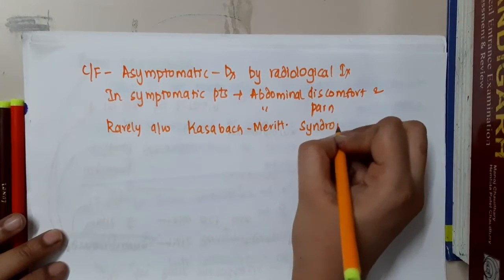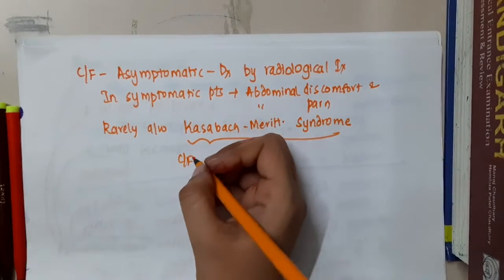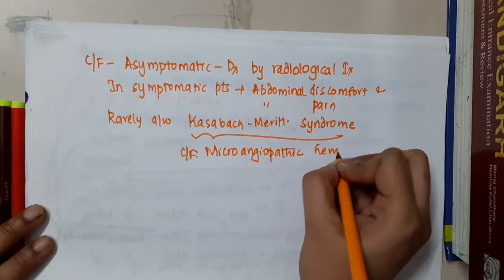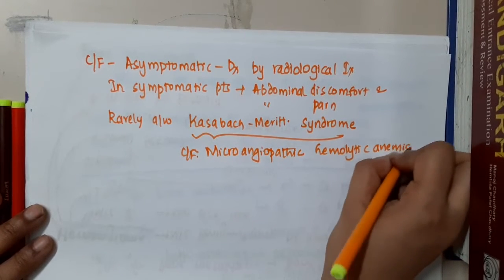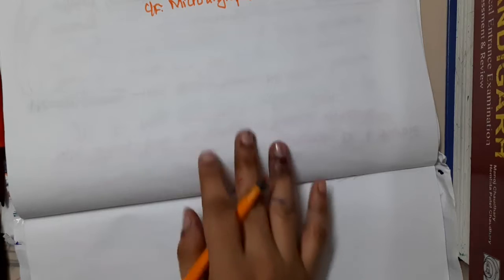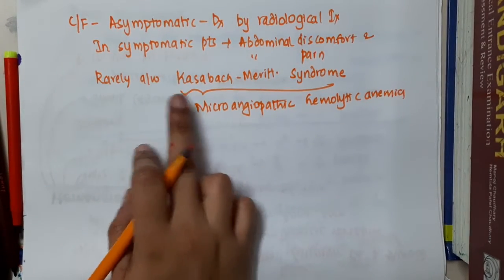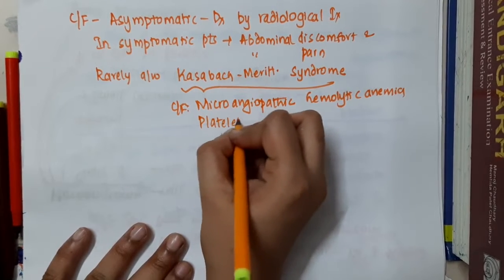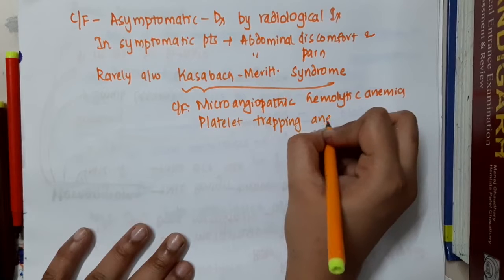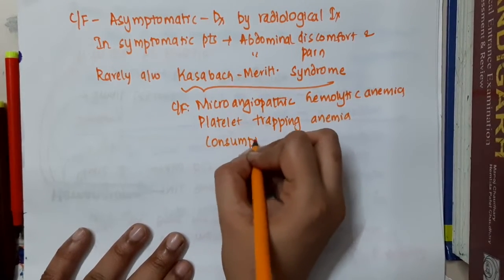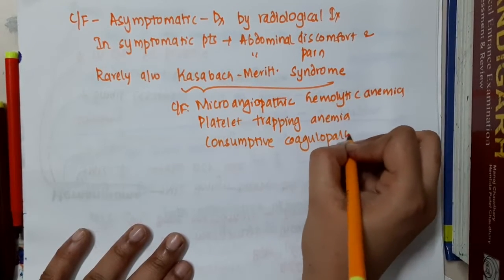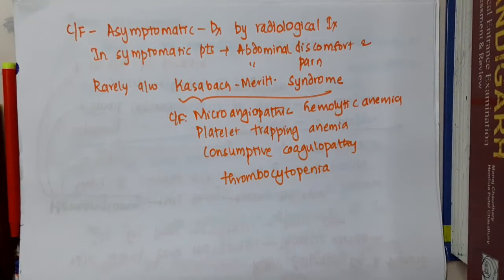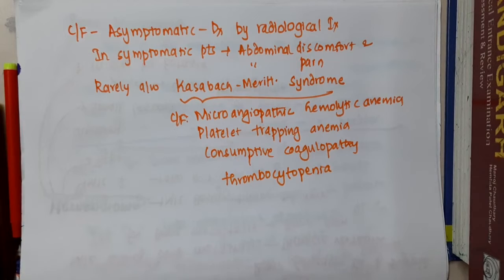If you see the clinical features of Kasabach-Merritt syndrome, you will see the presence of microangiopathic hemolytic anemia. It also shows platelet trapping, consumptive coagulopathy, and thrombocytopenia. So it shows microangiopathic hemolytic anemia, platelet trapping, consumptive coagulopathy and thrombocytopenia.